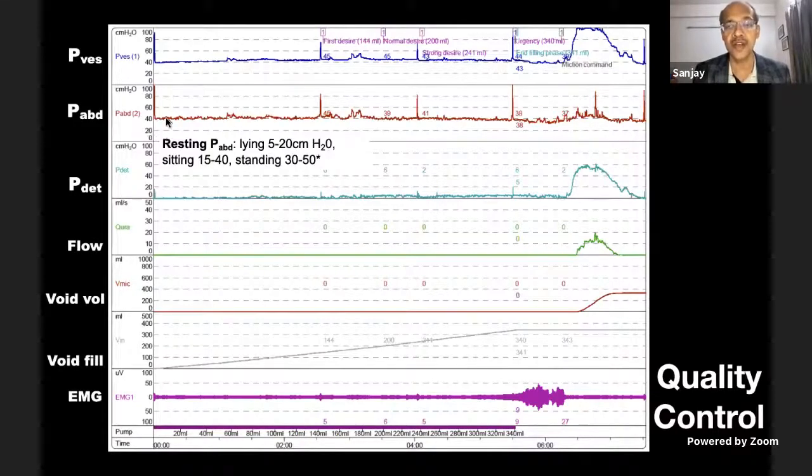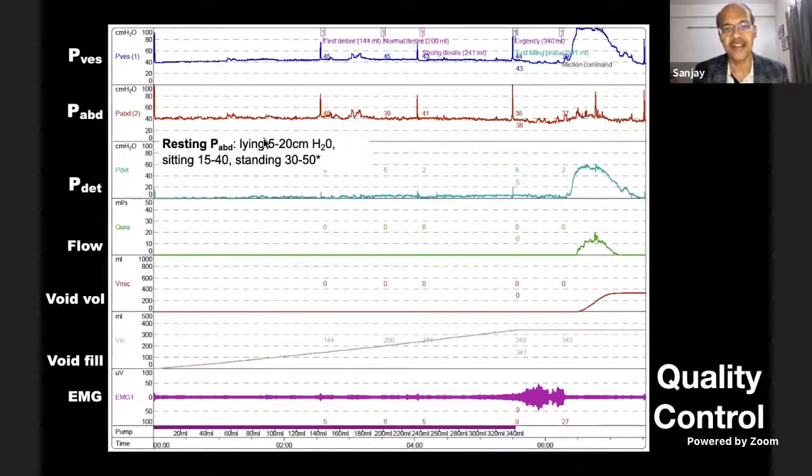These pressure transducers are zeroed to the atmosphere. And because they're zeroed to the atmosphere, there's some finite pressure in the abdomen, even at a baseline resting state. So that baseline resting pressure is what is reflected here when you start the study. Even before you start filling, there is a certain pressure, which is the resting abdominal pressure, which will vary depending on the position of the patient, and more importantly, depending on the body morphology.